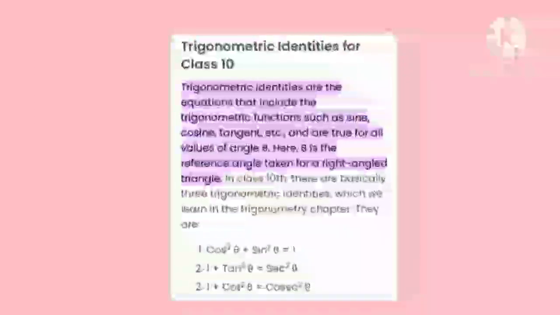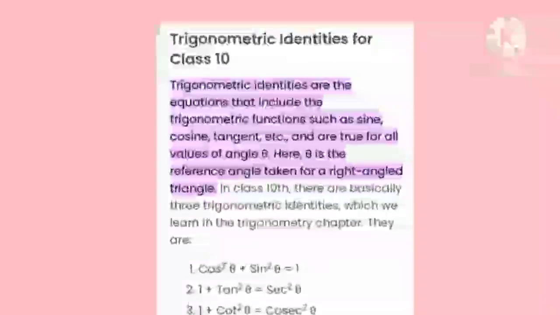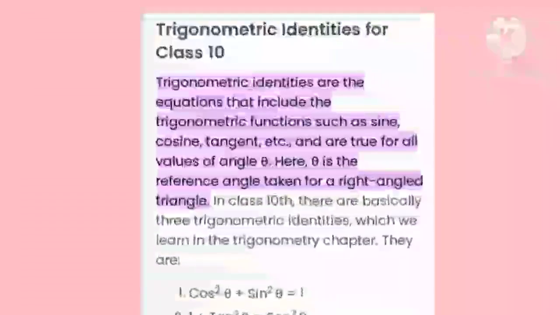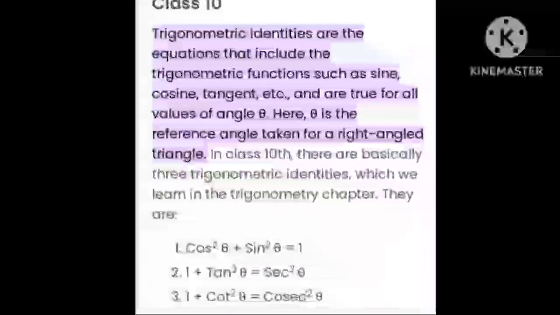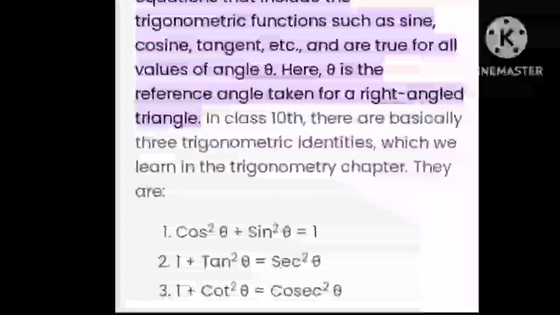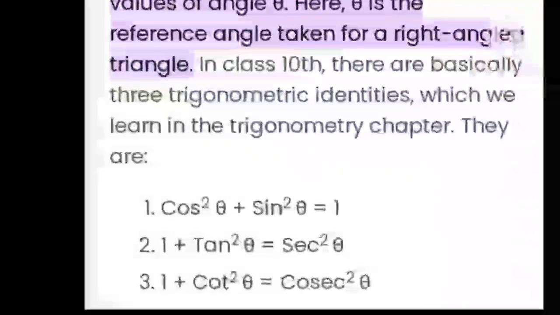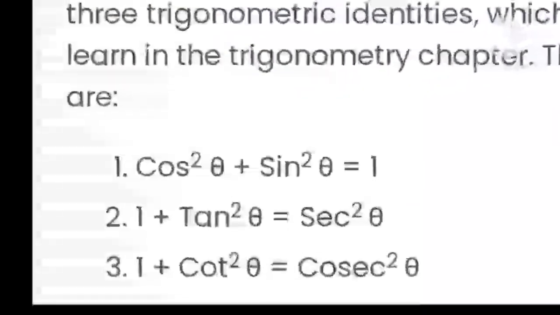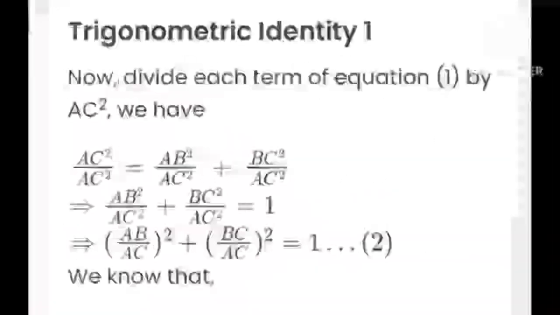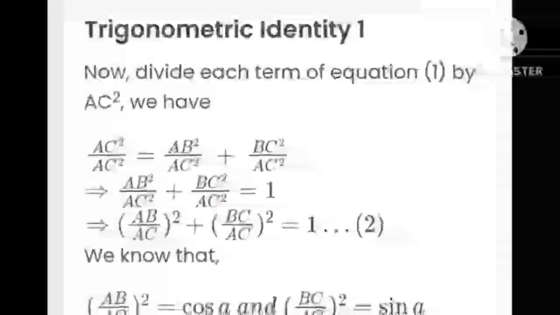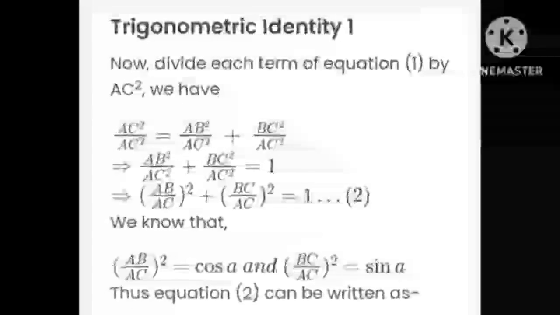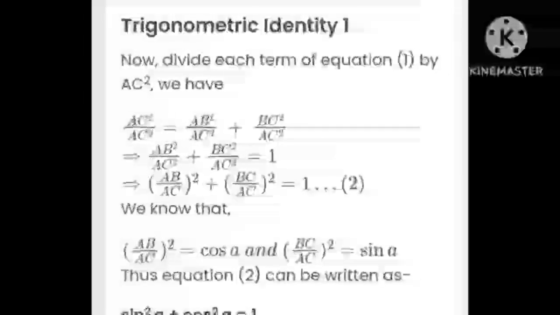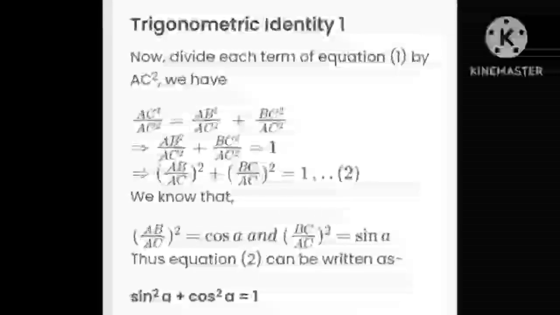Next, trigonometric identities. You may recall that an equation is called an identity when it is true for all values of the variable involved. Similarly, an equation involving trigonometric ratios of an angle is called a trigonometric identity if it is true for all values of the angles involved. In this section, we will prove one trigonometric identity and use it further to prove other useful trigonometric identities.